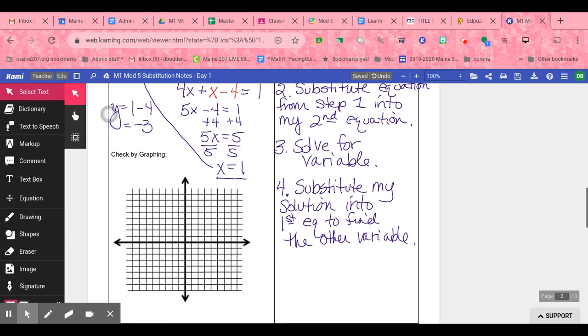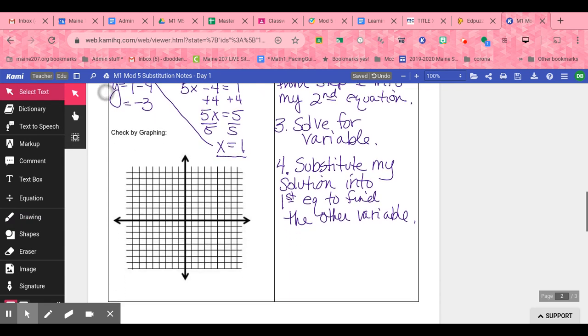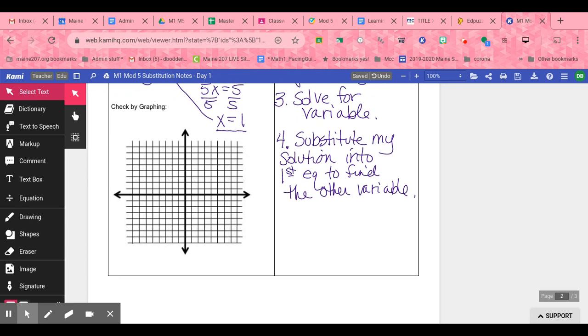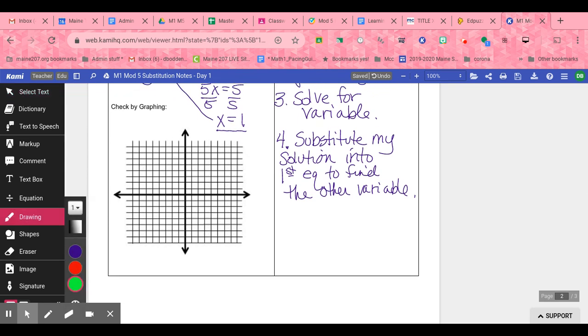And what I wanted to do here is show you what that looks like graphically. Okay, so my two equations were y equals x minus 4. So I'm going to go ahead and graph that. Got a y-intercept of negative 4, slope of 1. So there's that first equation. I'm going through this quickly because I know you guys know how to do this.